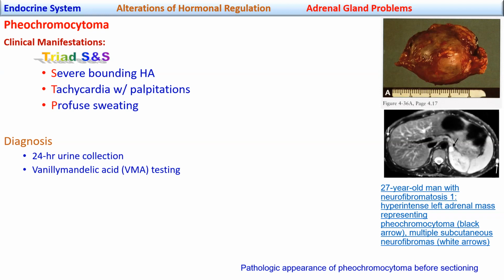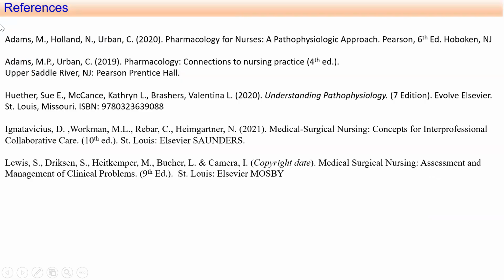Now, they recommend that patients should have a diet rich in calories, vitamins, and minerals. So this should conclude the lecture for the adrenal gland disorders.